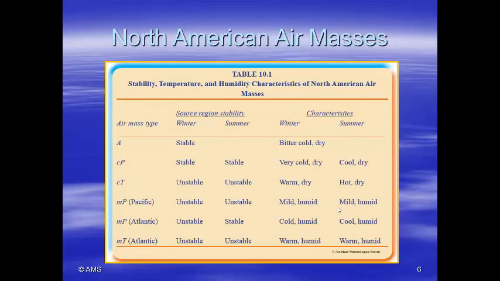So table 10.1 shows the stability, temperature, and humidity characteristics of the North American air masses. So we start out with the Arctic. It's going to be bitter cold and dry in the winter, and it's going to be stable. We have the continental polar, that's stable in the summer and stable in the winter. Once again, by stability, we're talking about not a lot of vertical mixing. In the winter, it's very cold and dry, and in the summer, it's cool and dry.